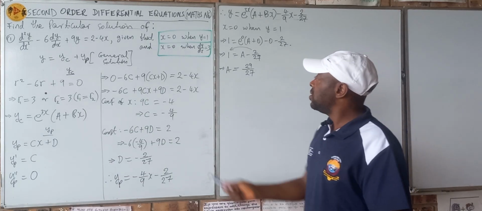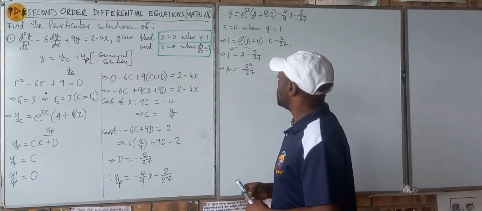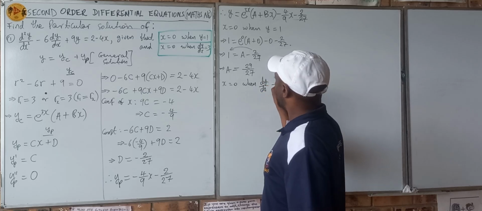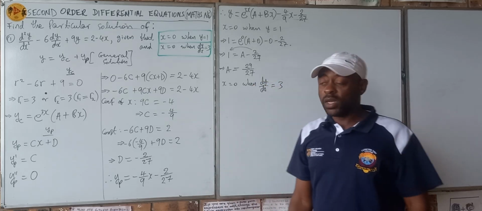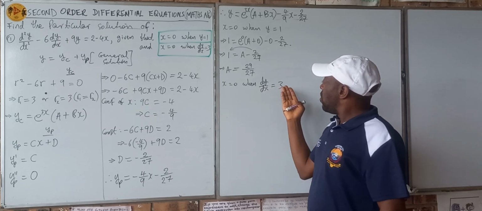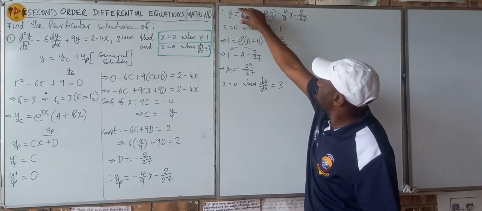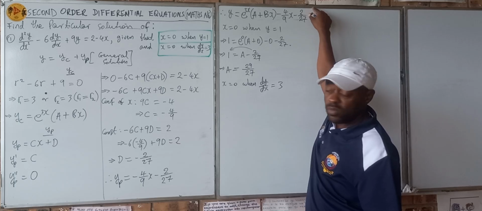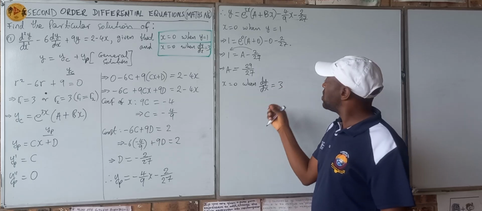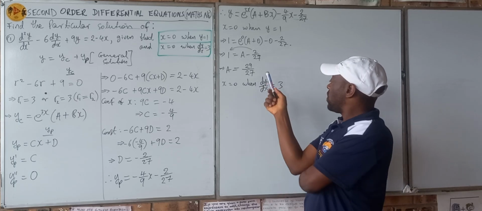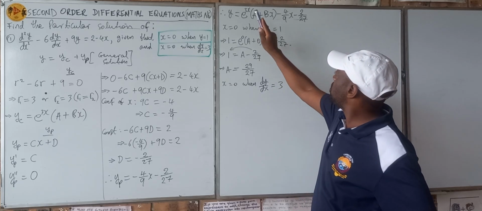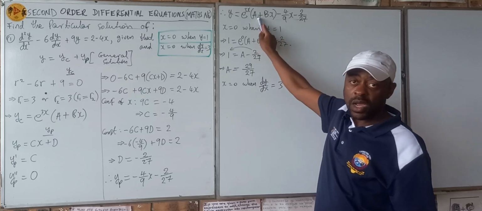So to get b, we need the next condition. The next condition says x is 0 when dy over dx is 3. That's what our next condition is saying. So in this situation, it's not as easy as the first, because with the first we were seeing the equation with y. But we don't have any equation starting with dy over dx. That simply means we have to start by looking for the equation that starts with dy dx. And to get that equation, we have to get back to our general solution and differentiate.